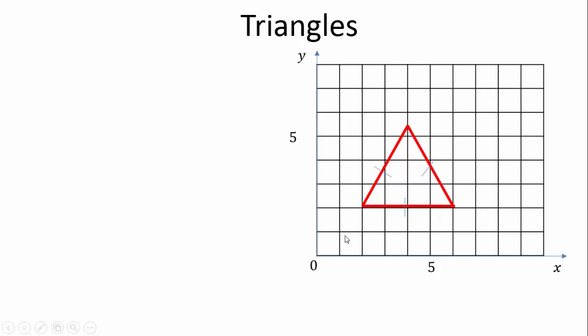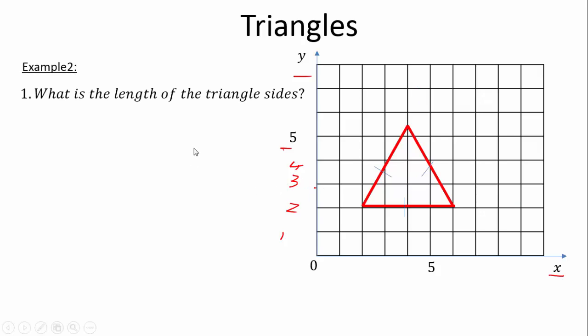Let's move on to our next example. We have a triangle on a Cartesian plane. Make sure you've watched the coordinate geometry videos to understand this better. We can tell that's a 5 there, so that's a 4, a 3, 2, and 1. There's our y. You must label your axes, and our x. Okay, now it says, we have a triangle. What is the length of the triangle sides?